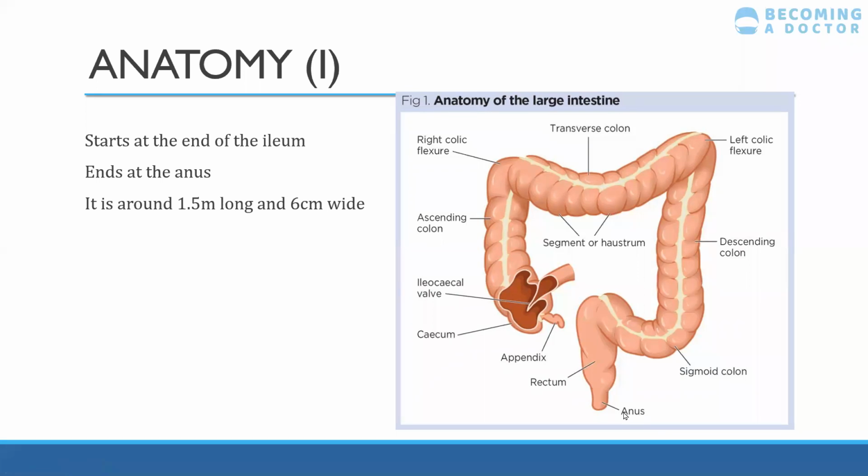Sorry, what does the valve do? So it's quite important. You want the nutrients to enter from your small bowel to your large bowel, but you don't want any of the gut bacteria or the nutrients to go back up into your small bowel. So essentially the valve is there to stop the gut bacteria from entering the rest of the gut.